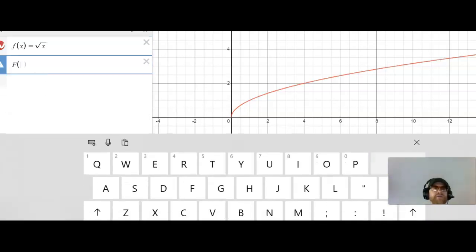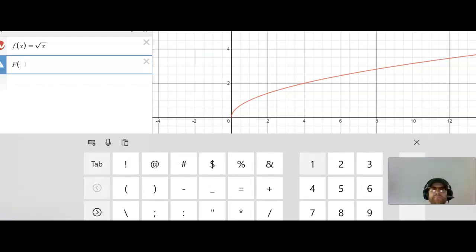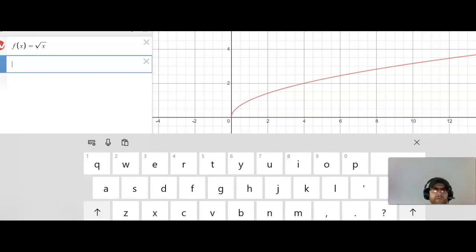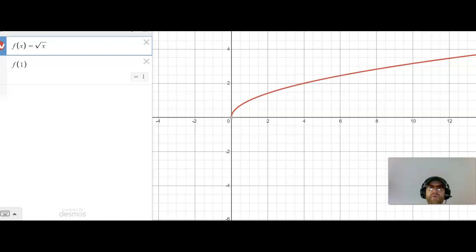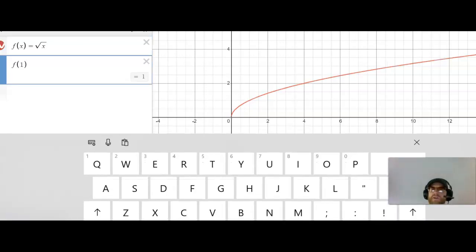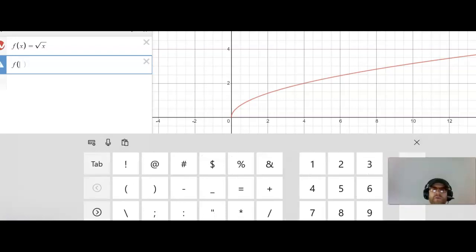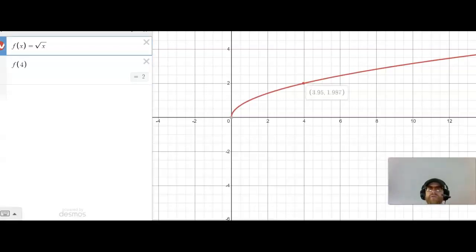Now, let me delete this. What if I change the input to 1? What's the square root of 1? The square root of 1 is 1, and there's my point. What if I want to take the square root of 2? The square root of 2 is a decimal, right? Square root of 3 is a decimal. You get these irrational numbers, but the square root of 4, you plug 4 into the function. The square root of 4 is 2, and there it is.